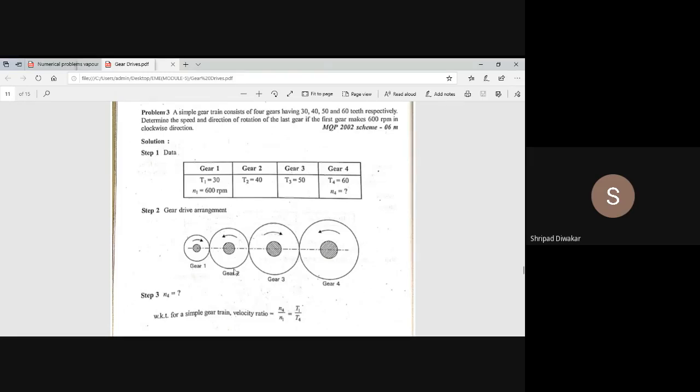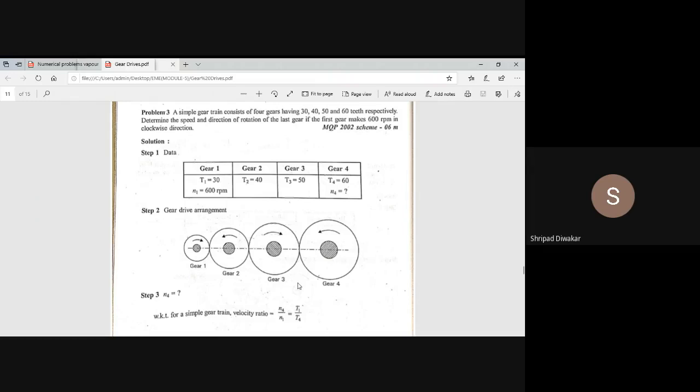Gear 1 drives gear 2. One is clockwise and one is anti-clockwise. Once again, you have to show these two gears are in opposite directions. The last gear is opposite to that of the third gear. The third gear rotates in clockwise direction and the fourth gear rotates in anti-clockwise direction. That's why the arrangement of gears as well as the direction of rotation is important. So gear 1 clockwise, gear 2 anti-clockwise, gear 3 clockwise, and gear 4 anti-clockwise. Like that, you have to show all the gears in opposite directions.